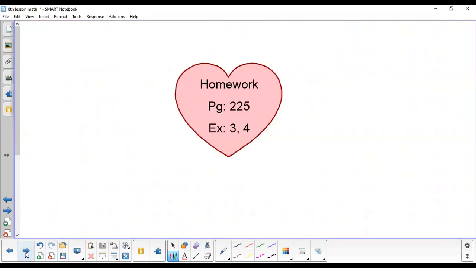For this, you have homework on page 225. You have similar questions about that, exercises 3 and 4.